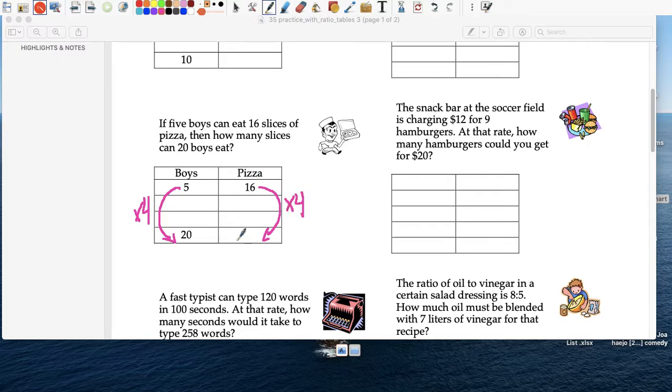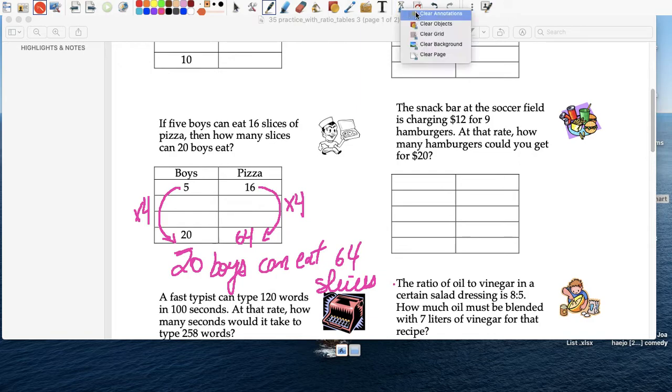So over here, we use that same relationship, el mismo relación, and we multiply times 4. 16 times 4 is 64. So 20 niños, so 20 boys, can eat 64 slices of pizza. Okay, so that's, again, the easier type of question.